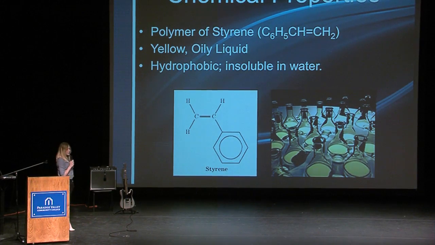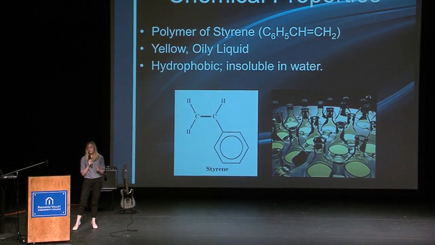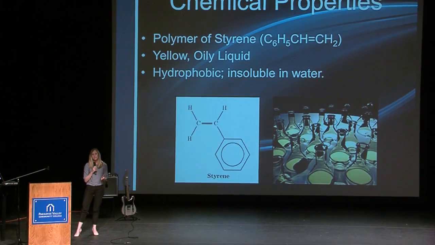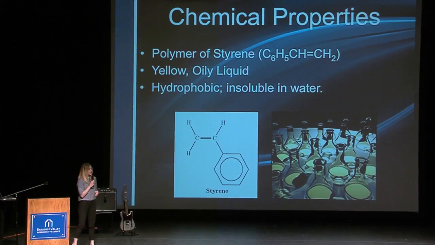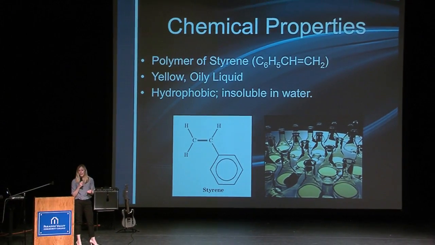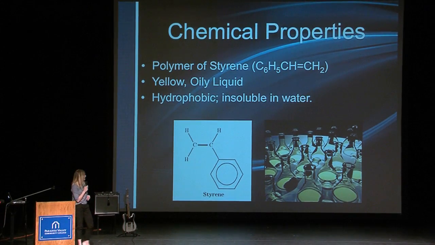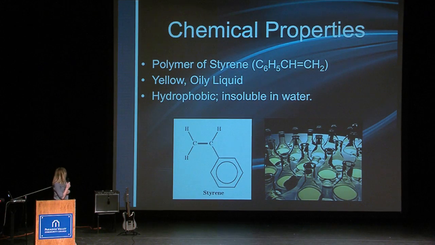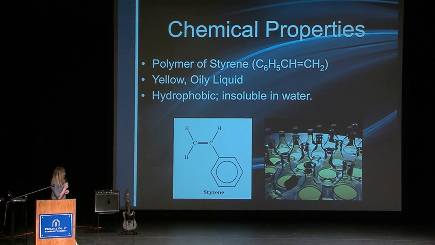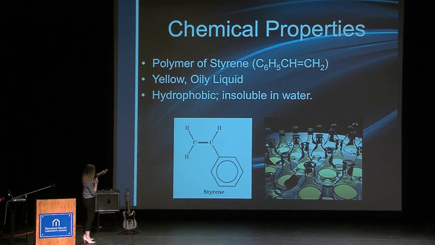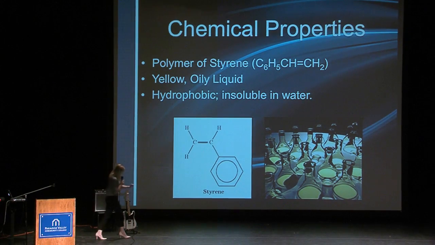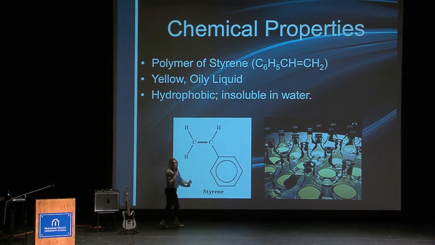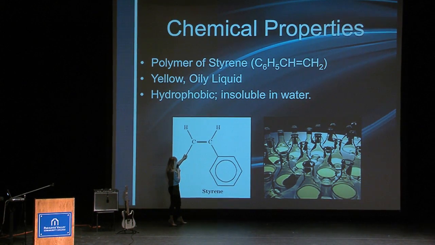So polystyrene is a polymer of styrene molecules, and styrene is a hydrocarbon. It's basically a yellow, oily liquid at room temperature. And it's insoluble in water because it's hydrophobic, as is any hydrocarbon. It's composed of kind of two different parts. You have a benzene ring. This is a benzene ring here, and then you have a dehydrogenated ethylene.